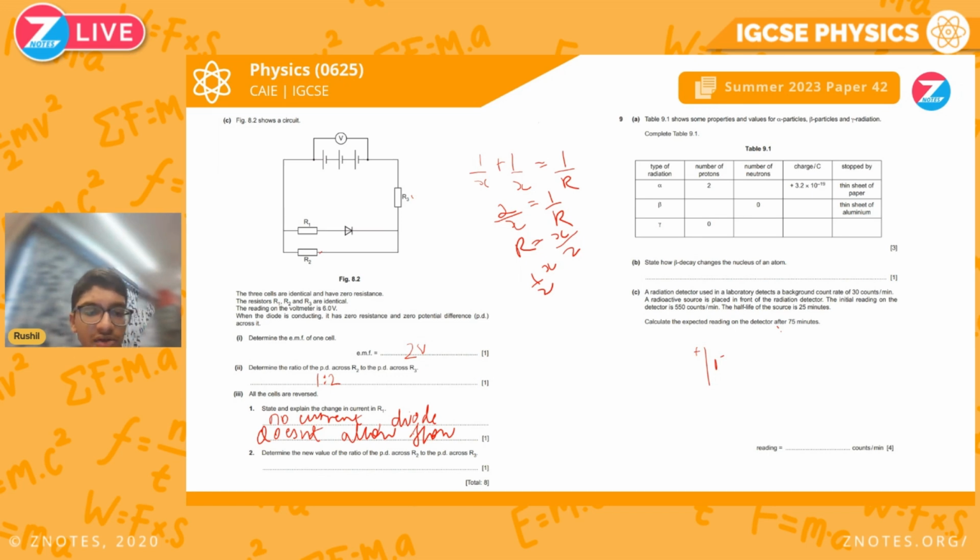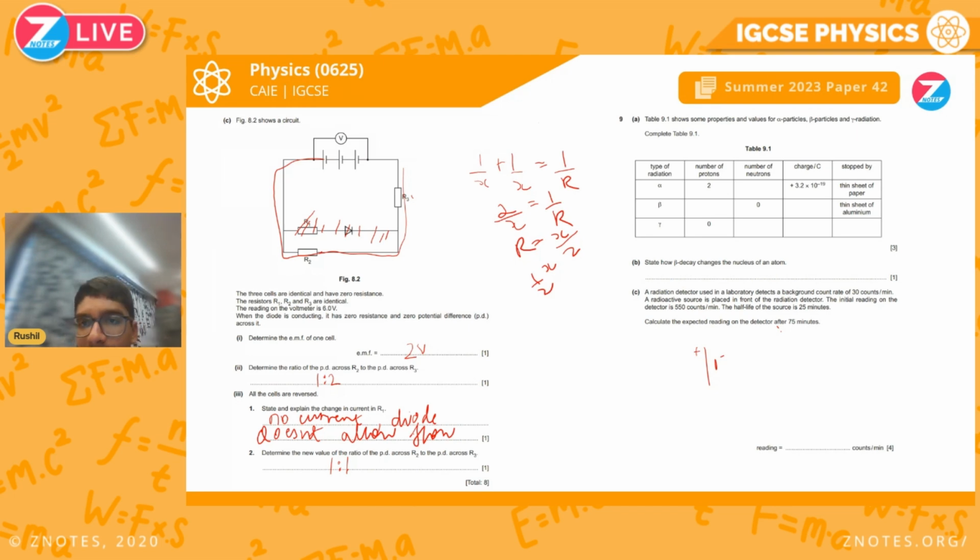Determine the new value of the ratio of PD across R2 to the PD across R3. So now that R1 is basically out of the picture, this is just a simple series circuit because there's no R1. And since we know both R2 and R3 have the same resistance, it's basically just 1:1. There's a fixed EMF of the battery, so it's just going to be divided equally since they have the same resistance. So it's just 1:1.